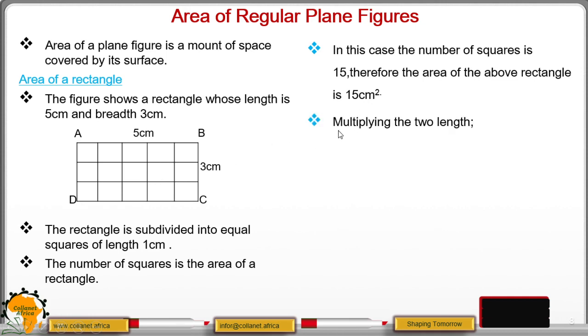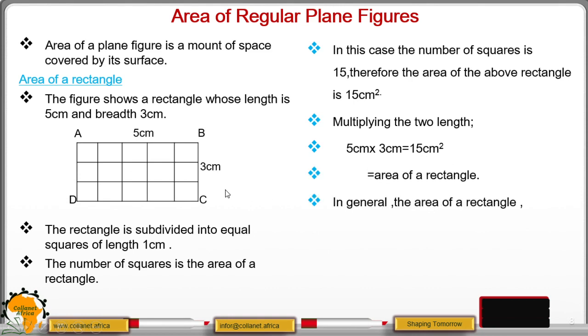But this centimeter squared, we can get it by multiplying 5 centimeters by 3 centimeters. That is, you get the same, 15 centimeters squared. And that gives us the area of a rectangle. So in general, we can say that the area of a rectangle will be given by length multiplied by the breadth. And that is the formula, where L is our length and B is our breadth.